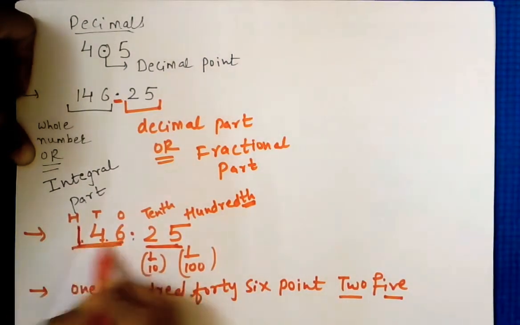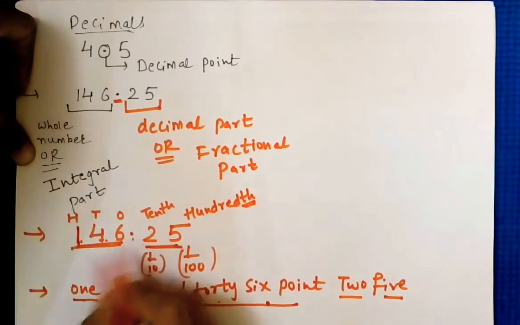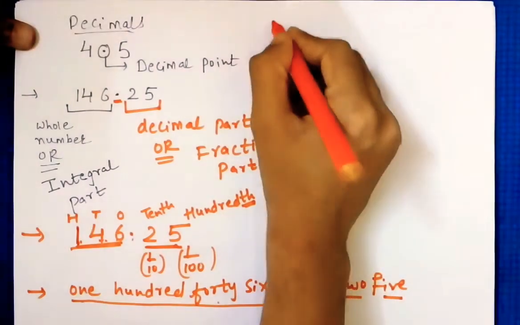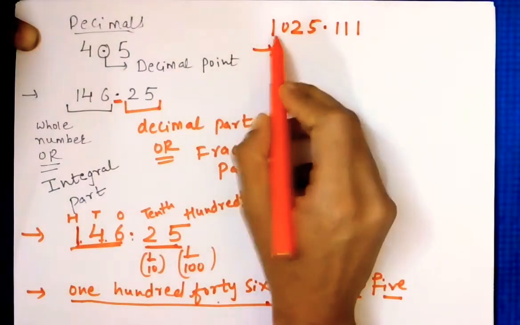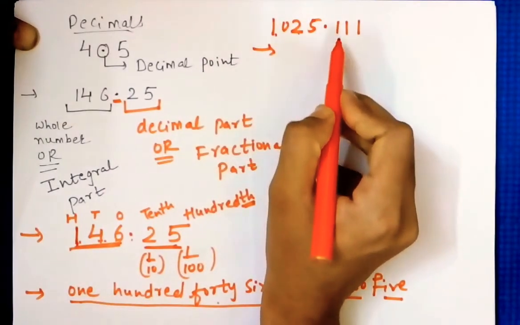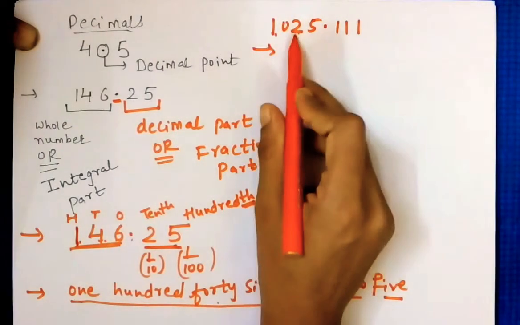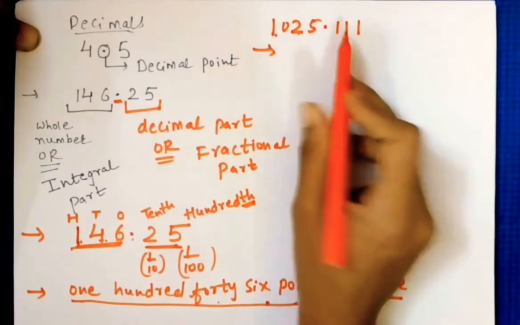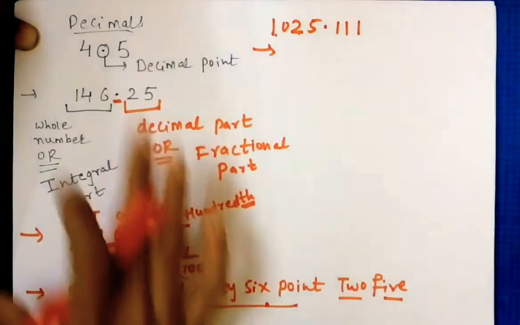The part before the point is written as a simple number name, and after the point, whatever is given should be written as single digits. Let us take one more example. If it is this way, how will you read it? It is 1025.111, and when you write it in words, you will also write it as single digits. So I hope you understood how to read and write it in words. Okay, so this was about decimals.